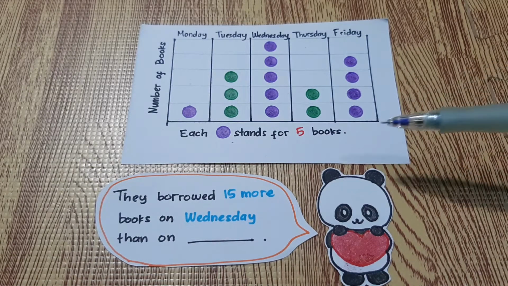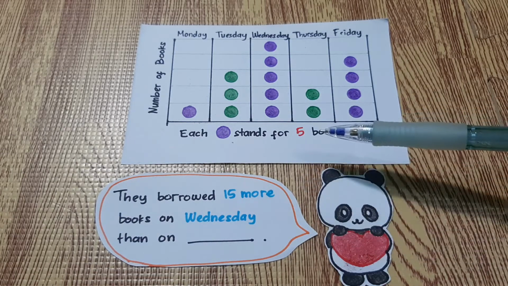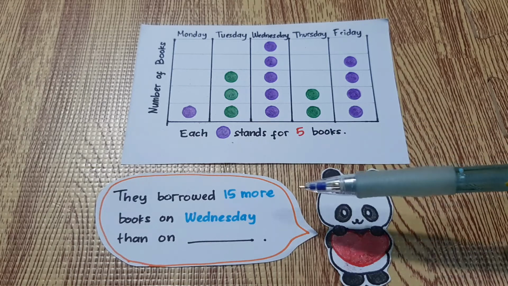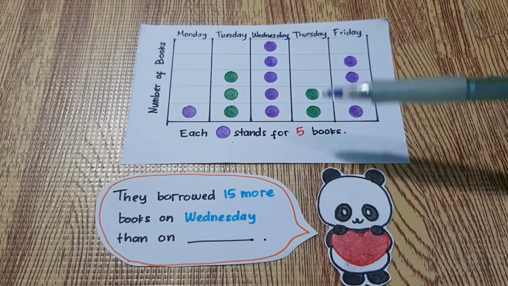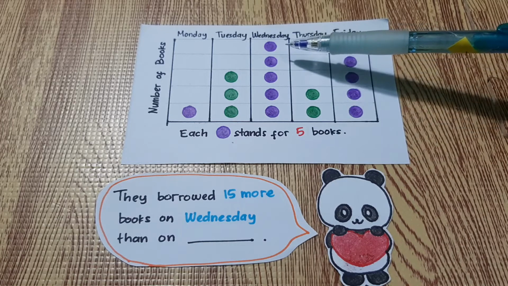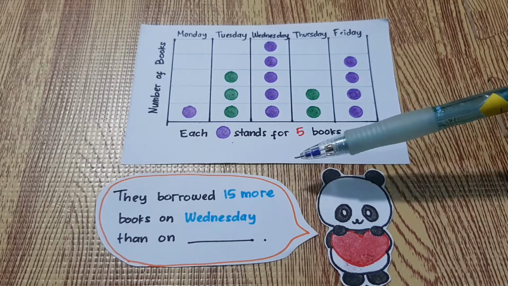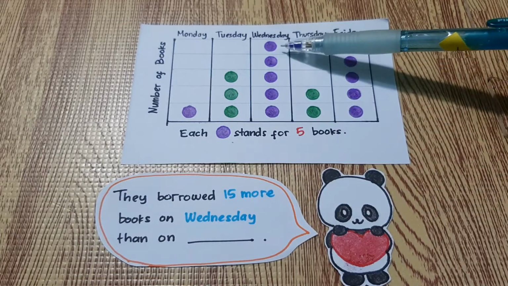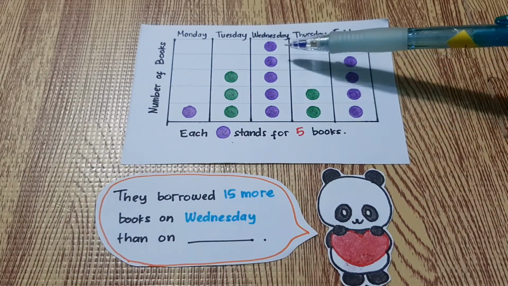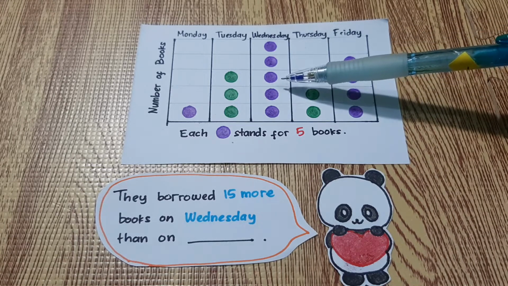Since each circle stands for 5 books, it means 15 divided by 5 is 3. So, we take a look at Wednesday. 1, 2, 3, 4, 5 circles. Okay. Now, since Wednesday has 3 circles more, so this one, 1, 2, 3. So it means what day has 15 less or 3 circles less?